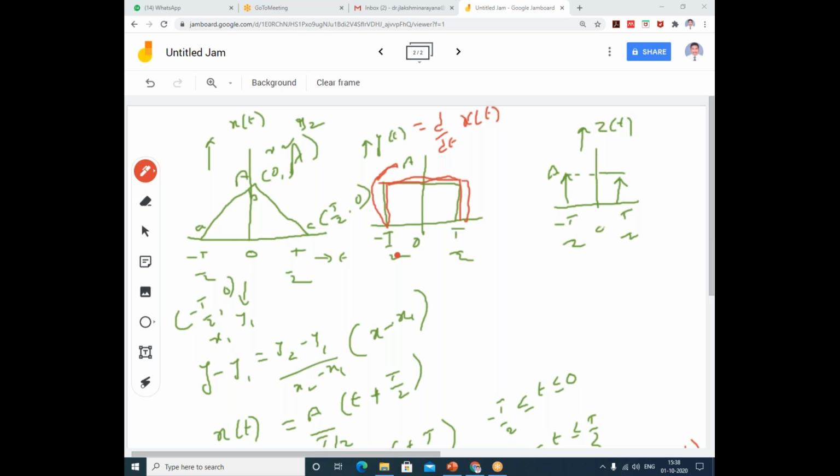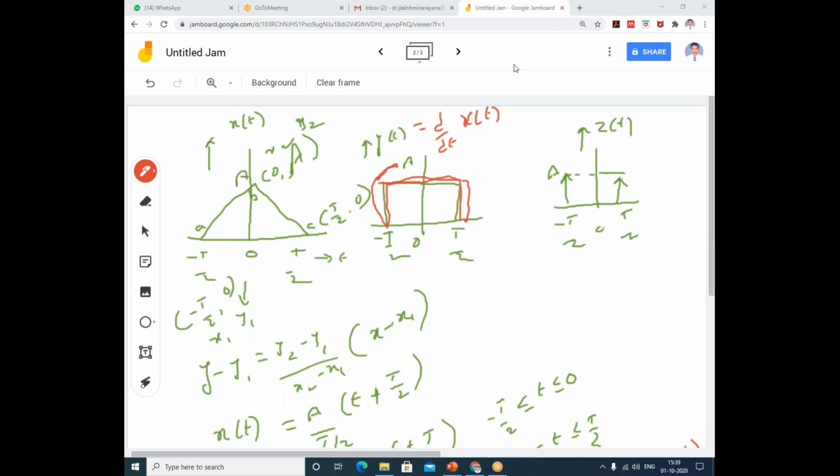Now, when you are differentiating this y of t, what will happen? Here the amplitude is changing with respect to time, so these two parts will be affected since it is varying. But here the amplitude remains constant. So when you differentiate here, the amplitude is constant. When you differentiate a constant, what do you get? You will get 0.